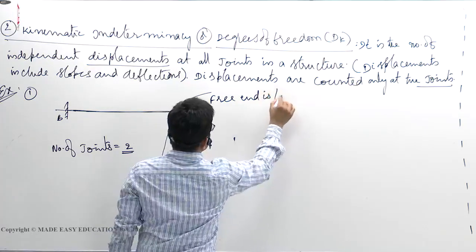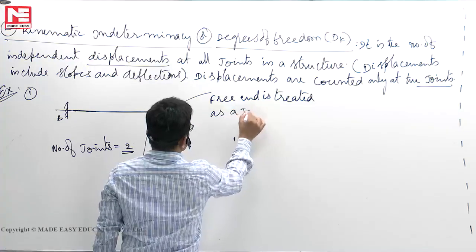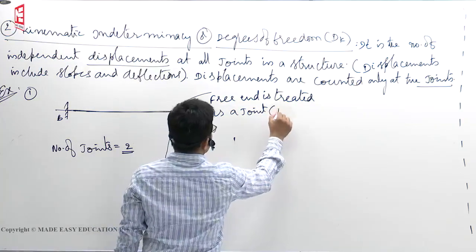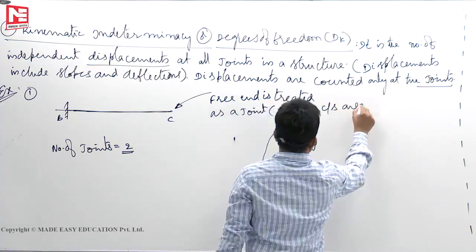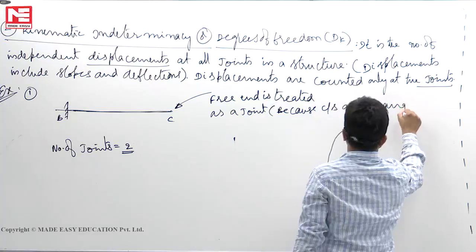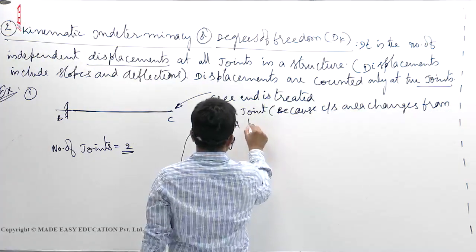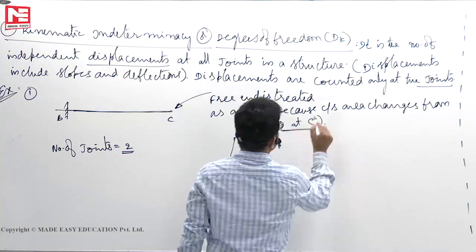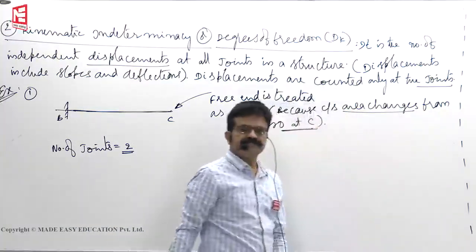The free end is treated as a joint. Why? Because the cross sectional area changes from capital A to 0 at C. So the cross sectional area changing means that is treated as a joint.